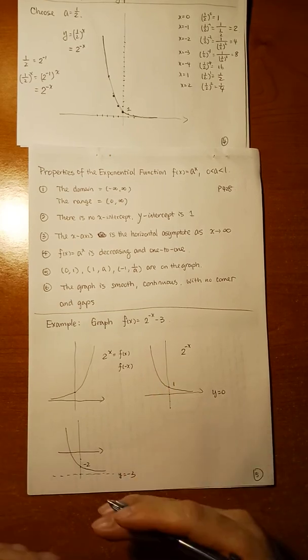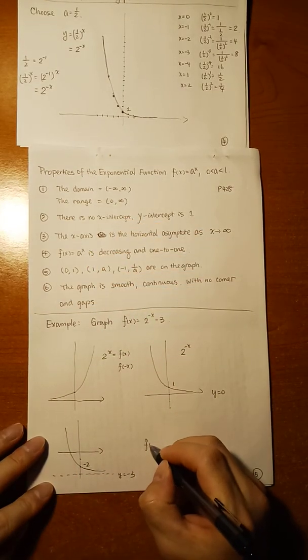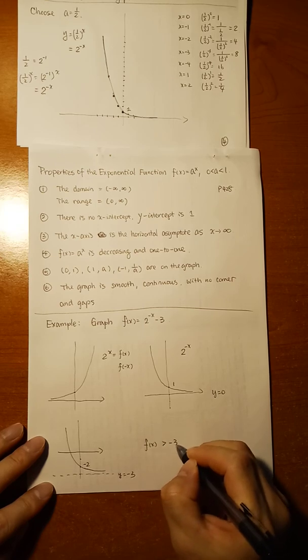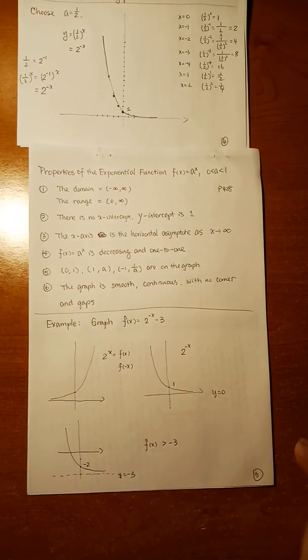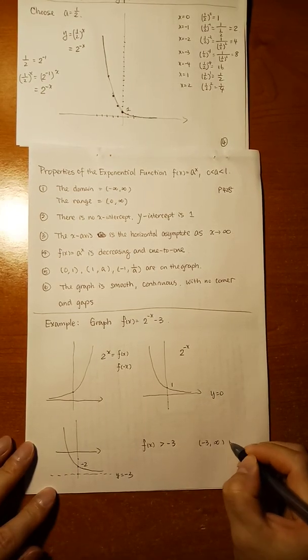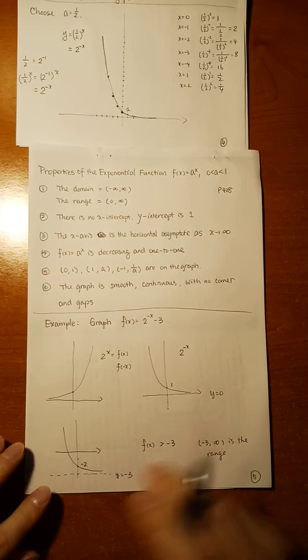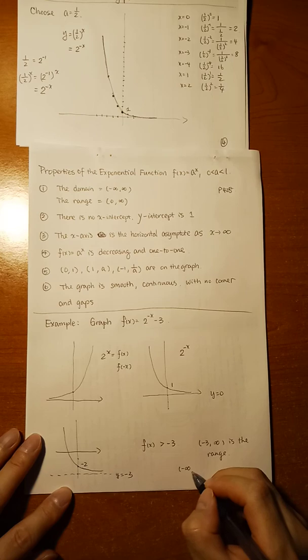And you can see that the whole graph is above y equal to -3, so f(x) is greater than -3, always. And the domain is the same thing. The range, this is about the range. -3 to infinity is the range. And the domain is negative infinity to positive infinity.